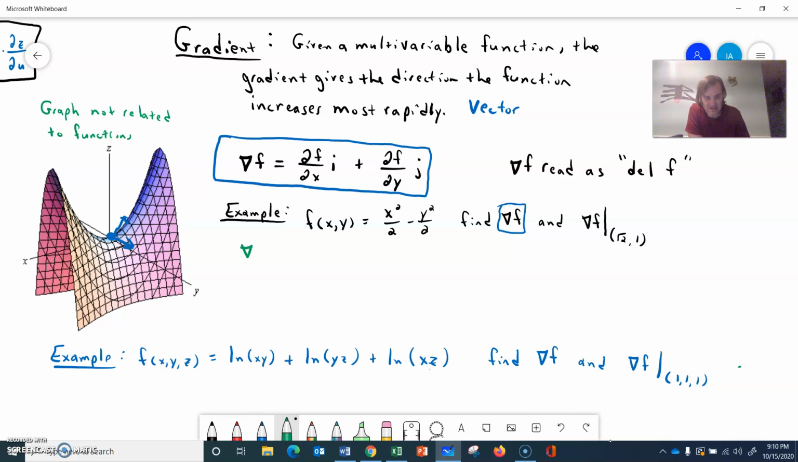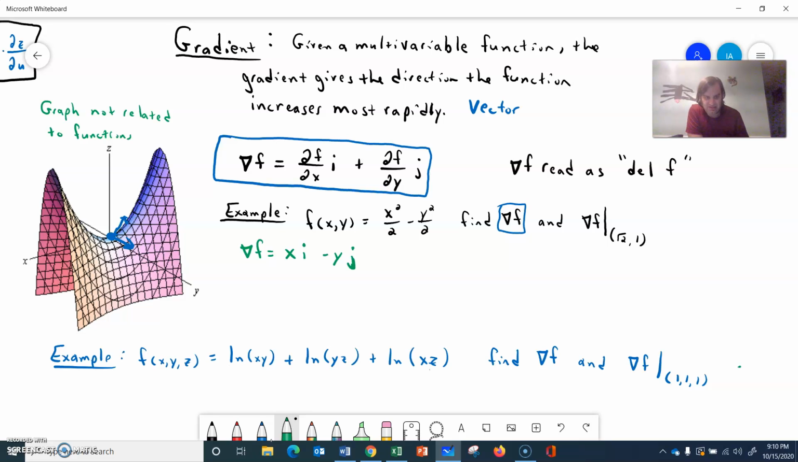So the gradient will be the partial of this function with respect to x. Well, that will be just x, because when I take the partial of x squared over 2, it'll be 2x over 2. It'll reduce to just x. And the other part, the y squared over 2, does not have an x in it, so it just goes to 0. So I've got x i. And then for the partial with respect to y, x squared over 2 goes away, and I'm left with negative y after the partial. This is a generic vector that would calculate the direction if we were at any point we could move to increase the fastest.